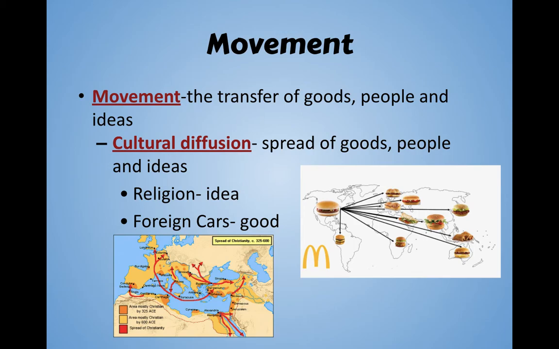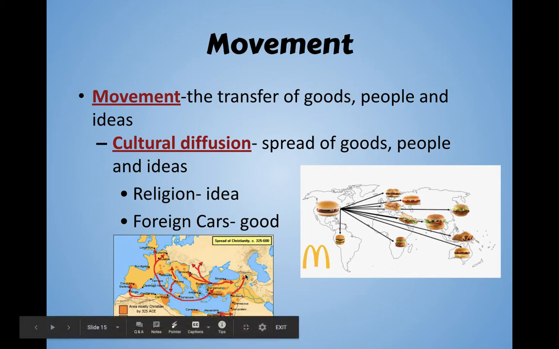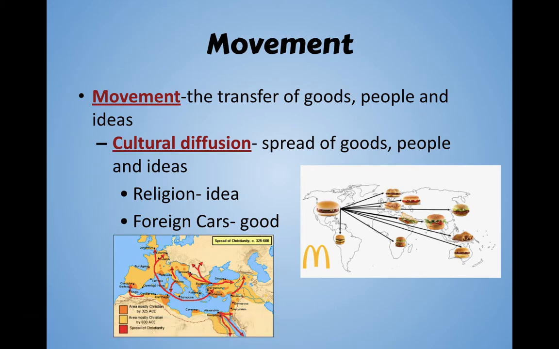Movement. Movement refers to the transfer of goods, people, and ideas. For example, cultural diffusion is where there's a spread of goods, people, and ideas. In this one, religion would be an idea. This map down here shows the spread of Christianity at the end of the Roman Empire, all the way to how many McDonald's are there in the world, and how does that spread?